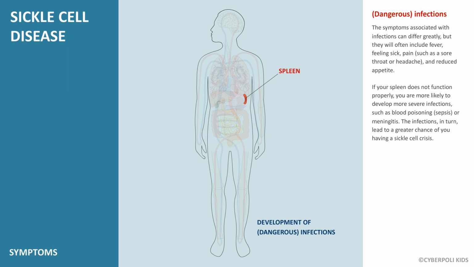The symptoms associated with infections can differ greatly, but they will also include fever, feeling sick, pain, such as a sore throat or headache, and reduced appetite. If your spleen does not function properly, you are more likely to develop more severe infections, such as blood poisoning, sepsis, or meningitis. The infections in turn lead to a greater chance of you having a sickle cell crisis.